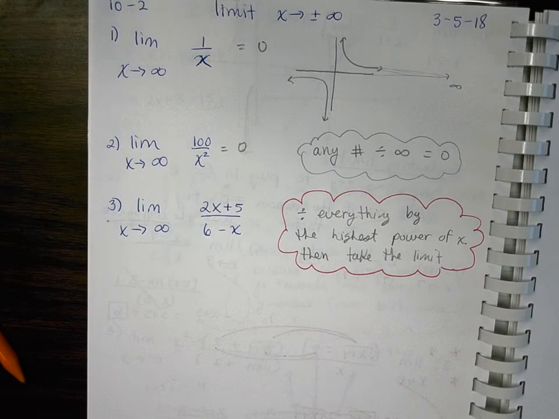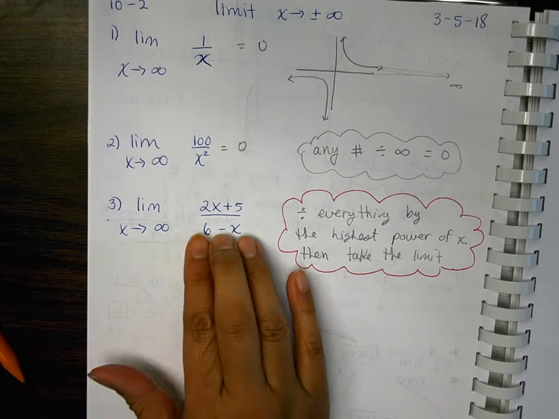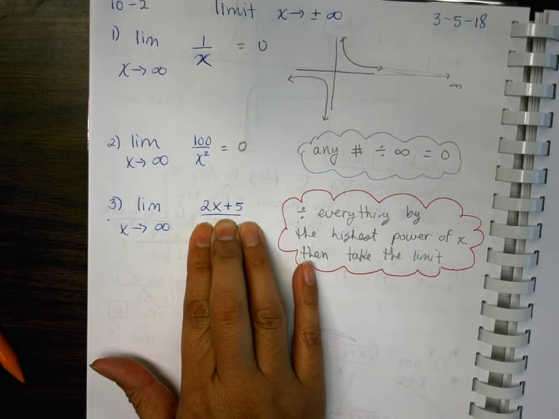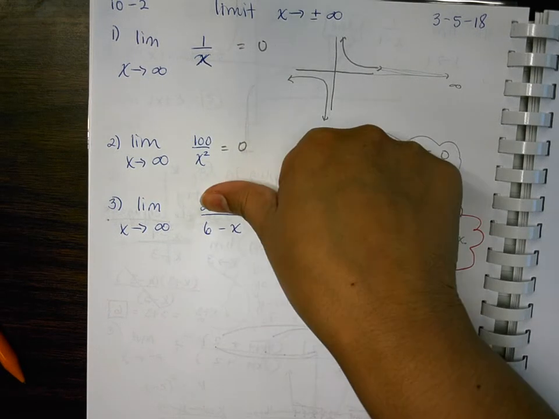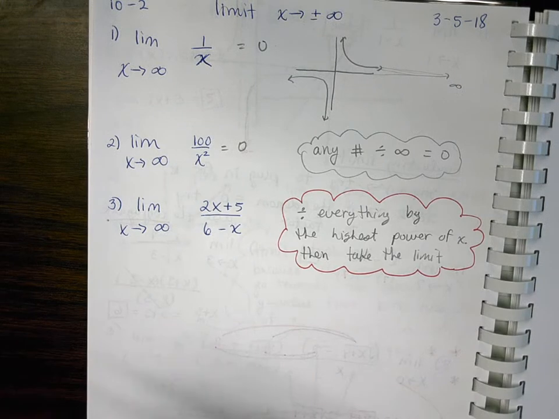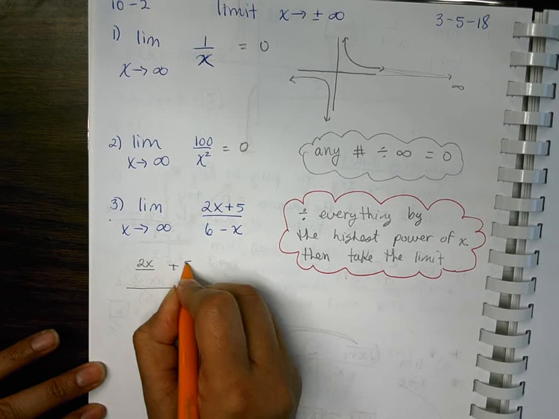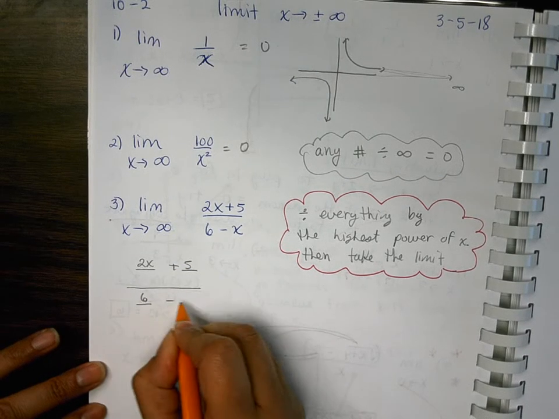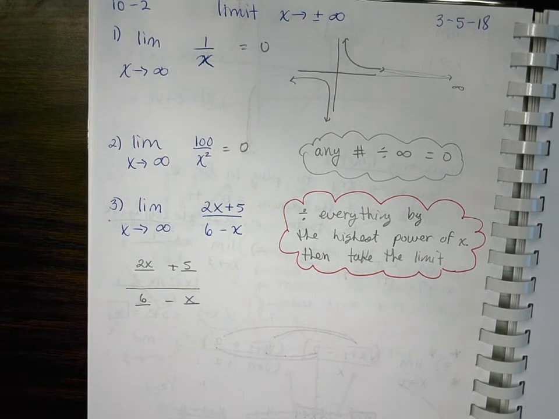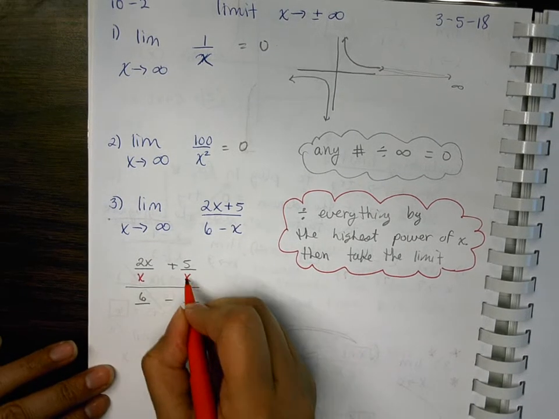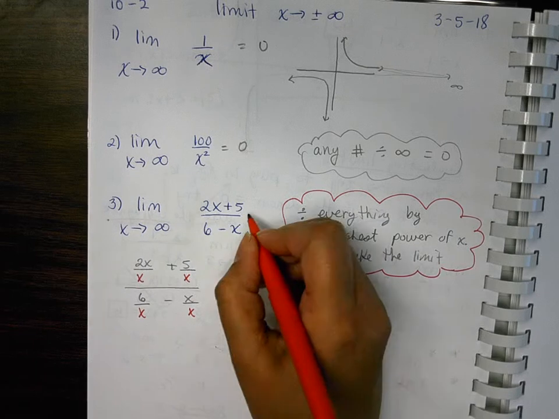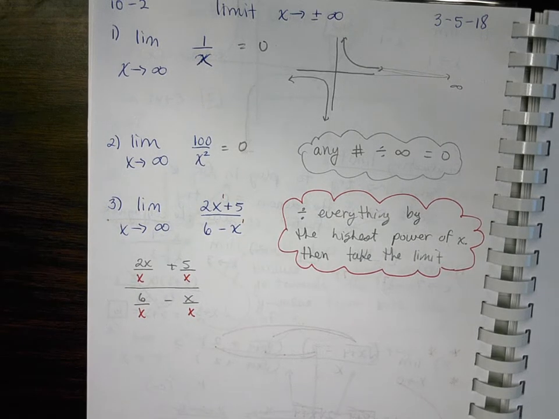All right, and so by the highest power of x, I mean the largest, the degree, but looking at the top and the bottom. Okay, so what's the degree of the numerator? What's the degree of the denominator? 1. So we're going to divide everything by what? 2x divided by, plus 5 divided by, 6 divided by, minus x divided by. What are we going to divide everything by? x squared or x? Just x. Do you agree that x is the largest exponent because these two both have a power of 1? Yes?